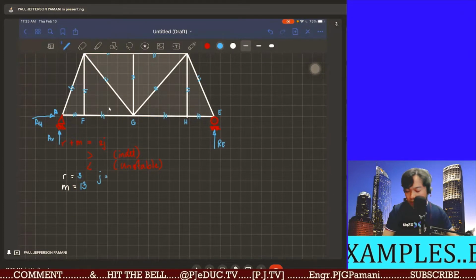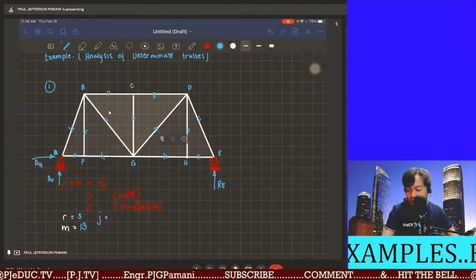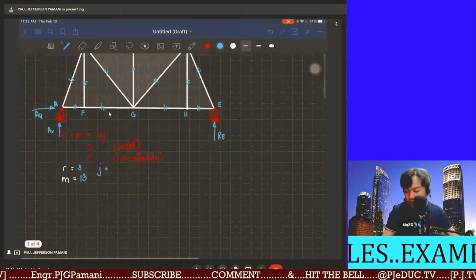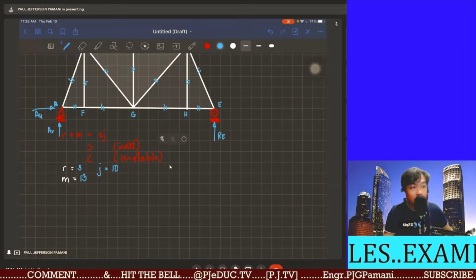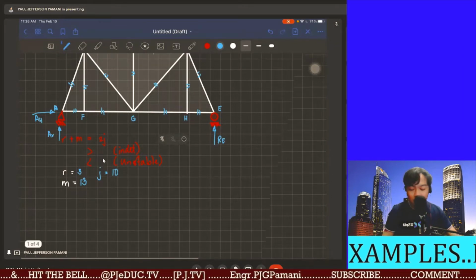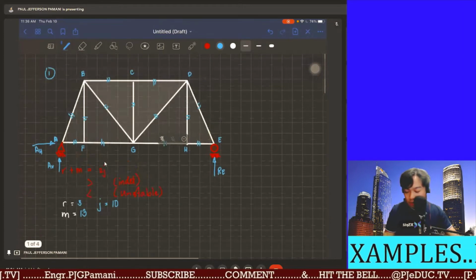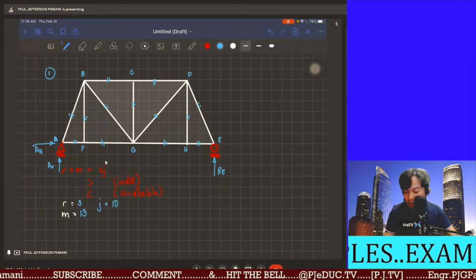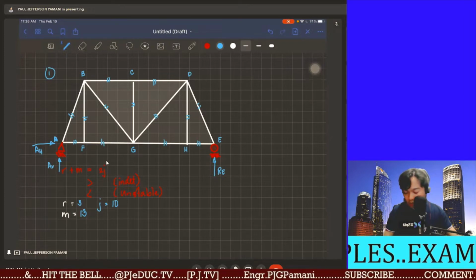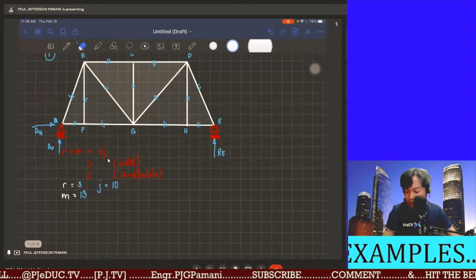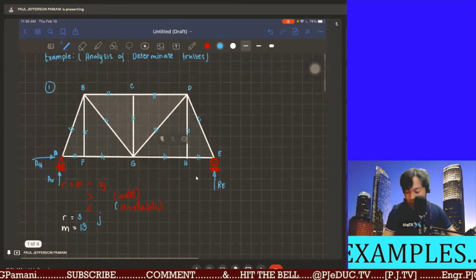Number of joints. We have A, B, C, D, E, F, G, H. Okay? Did you count? How many reactions? 3. How many members? 13. Number of joints: 1, 2, 3, 4, 5, 6, 7, 8. I made a mistake earlier. How many joints are there? 8, sir. 8.